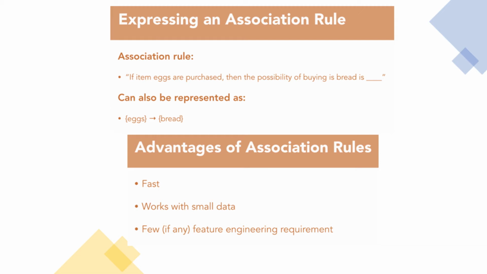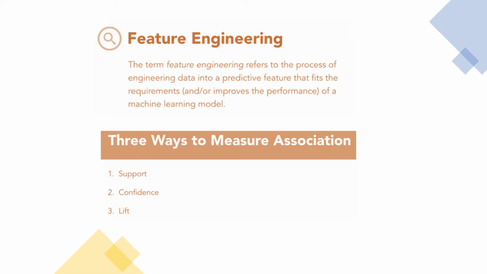This is the first time we've talked about feature engineering, so let me define it for you. The term feature engineering refers to the process of engineering data into a predictive feature that fits the requirement and/or improves the performance of a machine learning model. There are three main ways to measure association. Those are support, confidence, and lift.